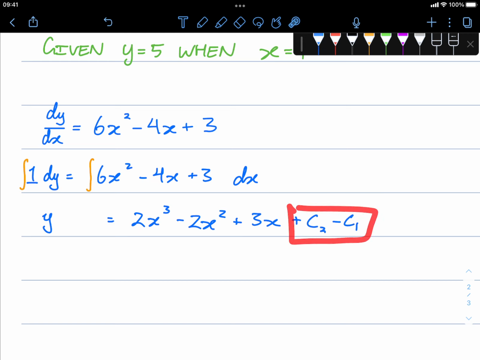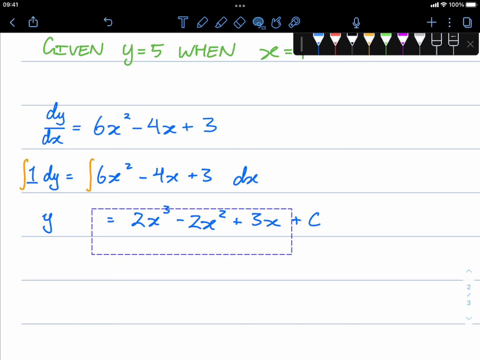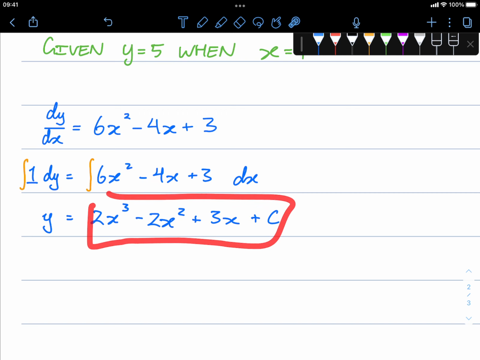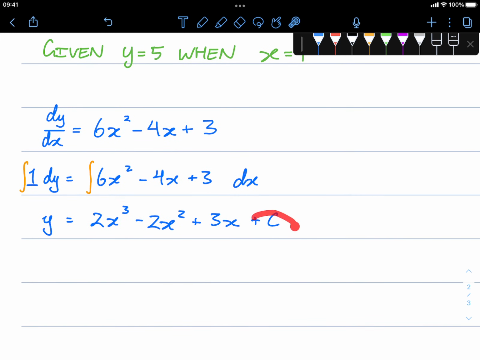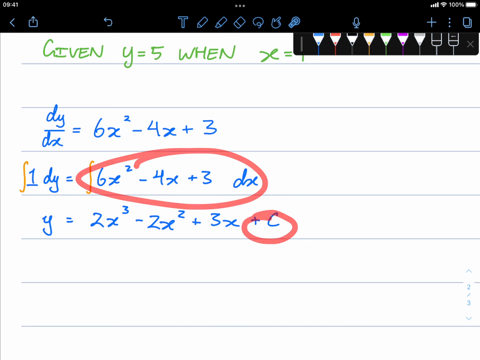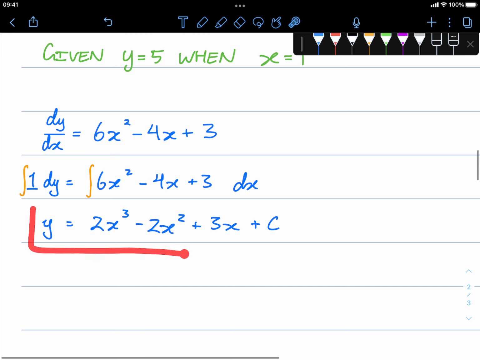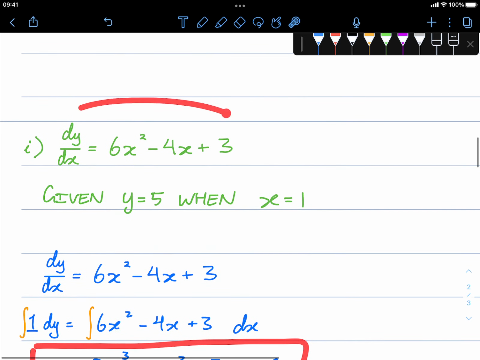These two are whole numbers, okay? Well, if they're whole numbers, we can still treat them as one integer. So for this, to keep things simple, we always put the plus c where the dx is. So this is a solution to the differential equation.